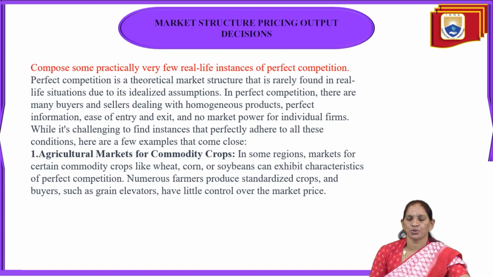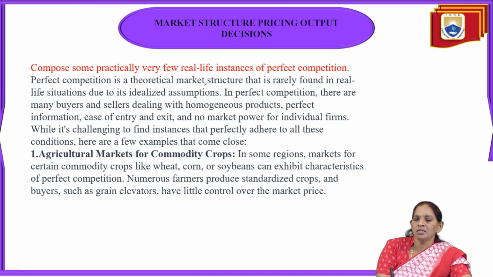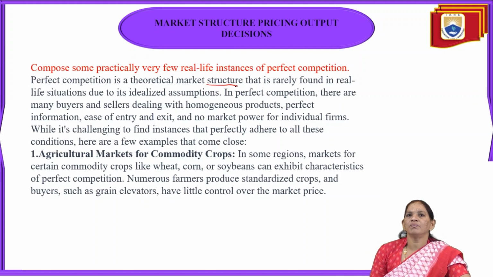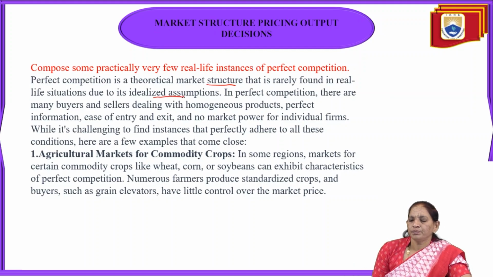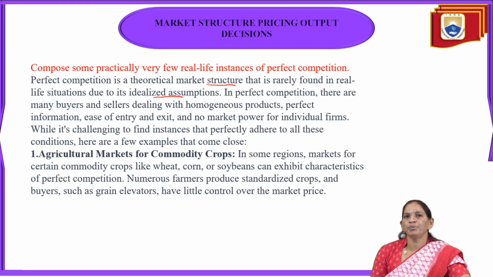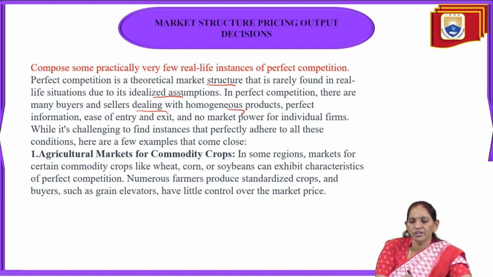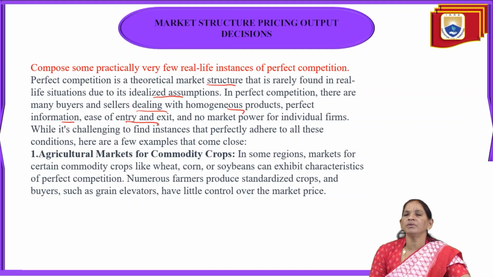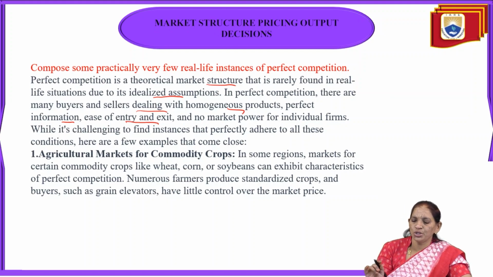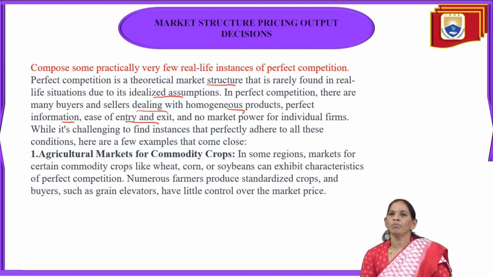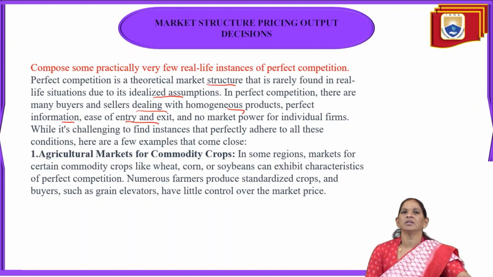As we know, perfect competition is theoretically one type of market structure, where it is hard to identify real life situations due to the idealized assumptions. In a perfect market, as we have seen, there is a large number of buyers and sellers dealing in a homogeneous product, perfect information about the product exists for the customers, it is very easy to enter or exit the market, and there is no power for individual firms in decision making. These are some of the common features of the perfect market.